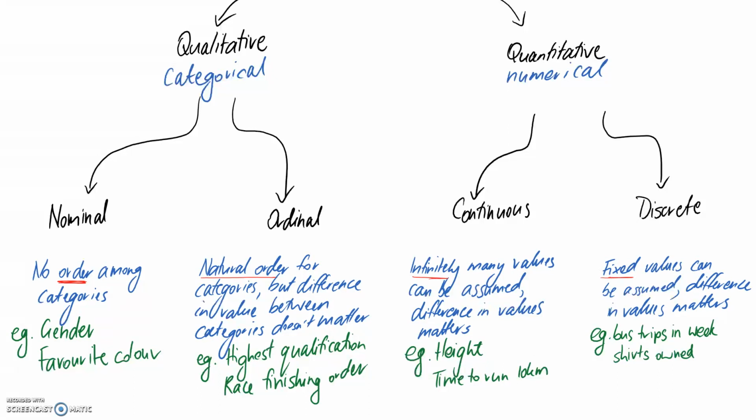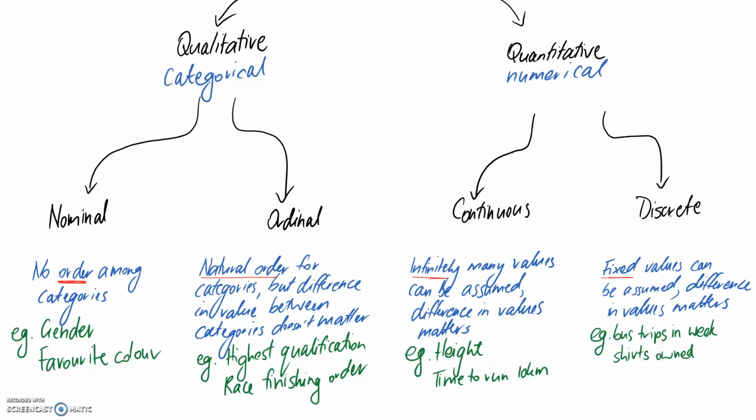Just one last thing I want to point out is the difference here between the ordinal data and the quantitative data. Here the difference in value between the categories doesn't matter. Here it does. So I could say if I ran a race in 5 minutes and you ran it in 10 minutes, then I was really twice as good as you. It does kind of make sense to make those comparisons when you're looking at the quantitative data, whether it is continuous or discrete.